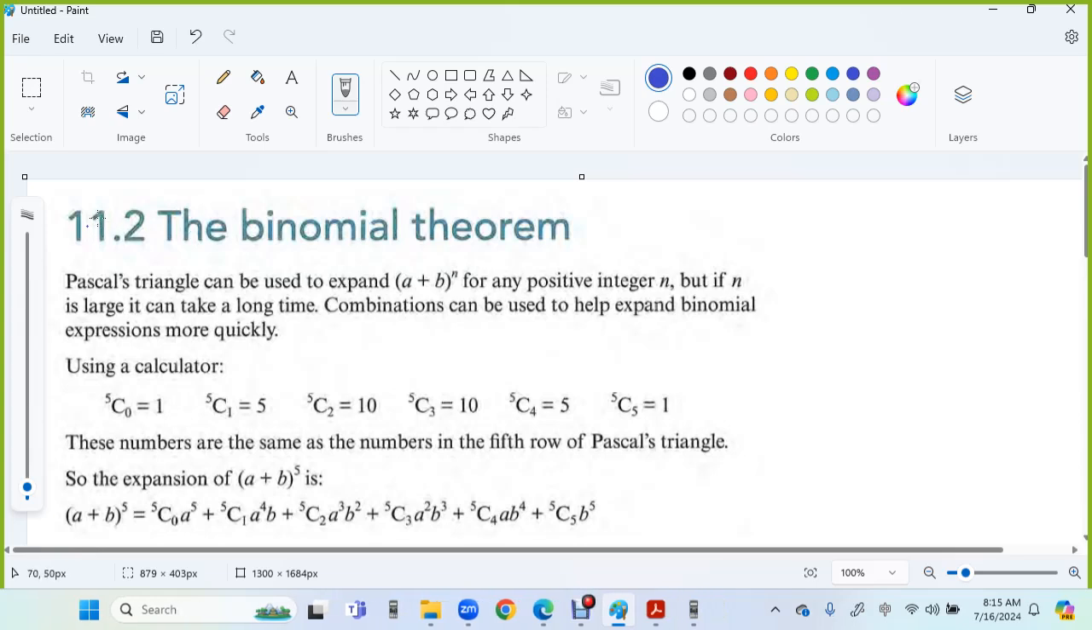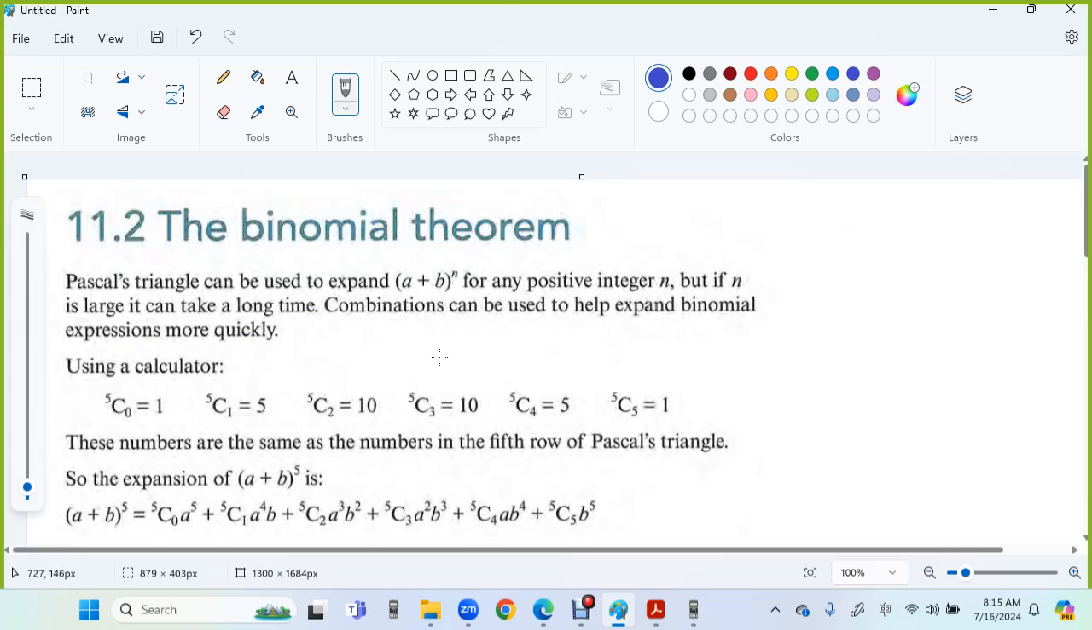Now we want to introduce the binomial theorem. In the previous section, we learned about Pascal's triangle. So we use Pascal's triangle to expand (a plus b) to the power n for any positive integer n. But if n is large, it can take a long time. Combination can be used to help expand binomial expressions more quickly.